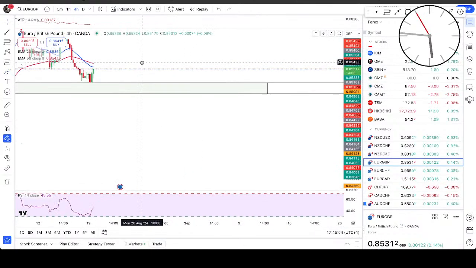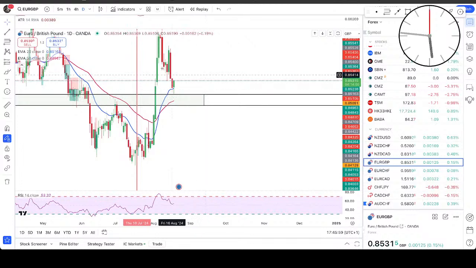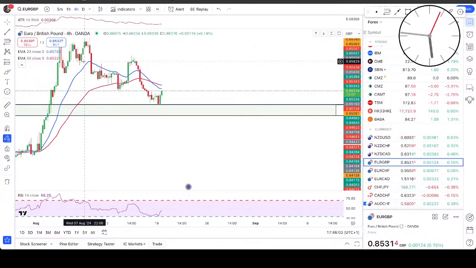Euro GBP is about to hit the zone, but has not hit the zone yet. So wait for the price to come down into the zone. Once we are in, then we are going to take our trades, and make sure it's a valid bullish engulfer.